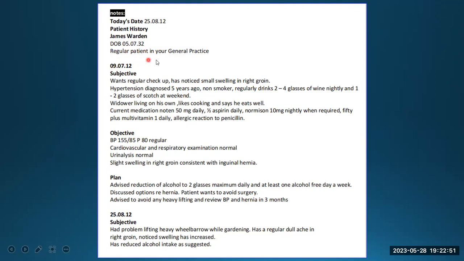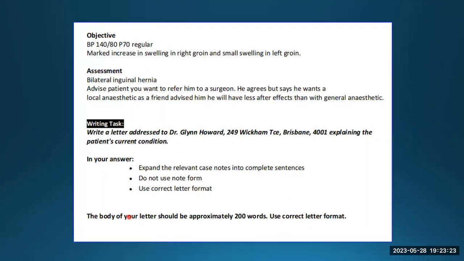Regular patient, your general practice. So who are you? You are a GP, in general practice. This is your profession. And look for how many visits there are. For example, today's date is 25/08/12, and the first visit is on 9/07/12. The second visit is on 25/08/12, so this is today's date and the most recent visit. Only two visits are there.